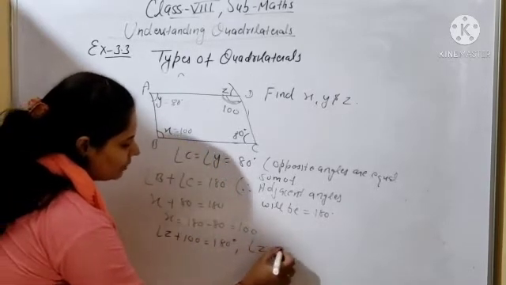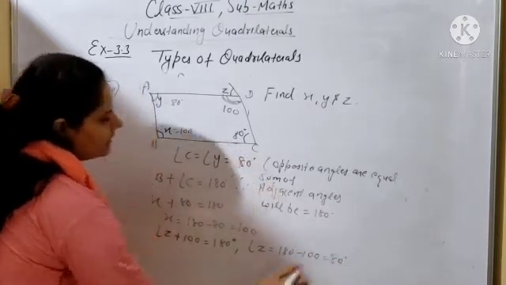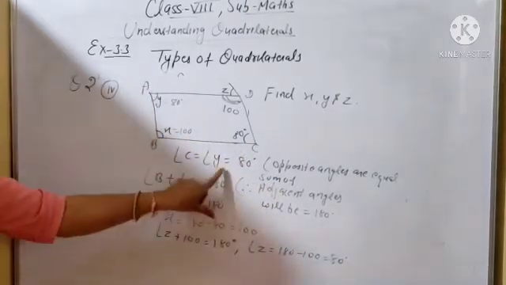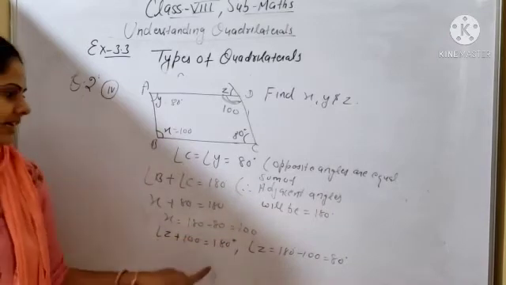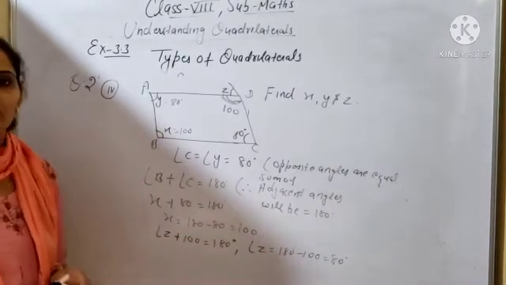So z will be equal to 180 minus 100. So it will be 80 degrees. Clear? So y is 80, x is 100 and z is 80. Clear? So you have to find out all the angles.